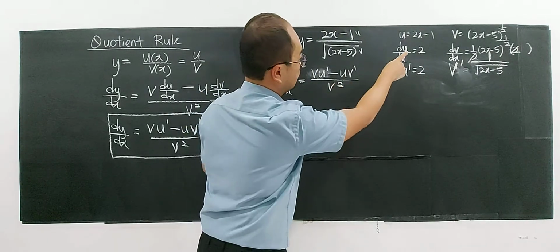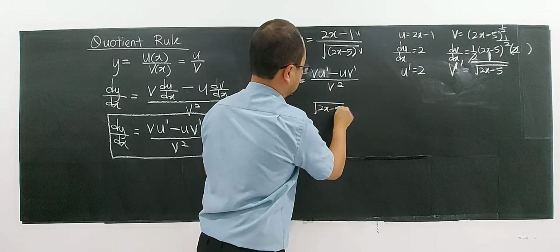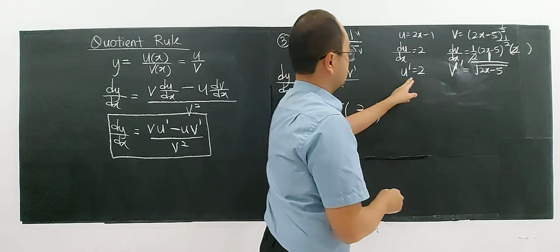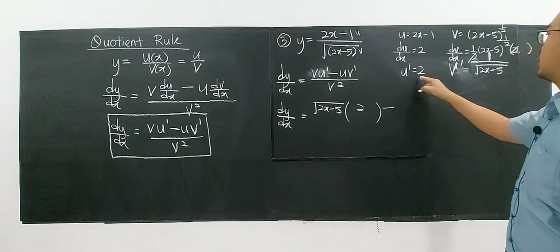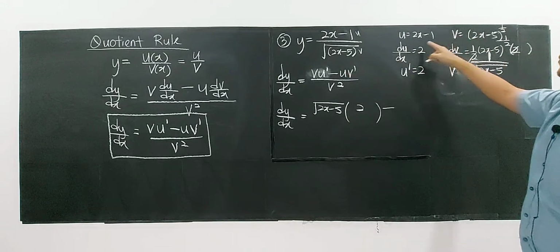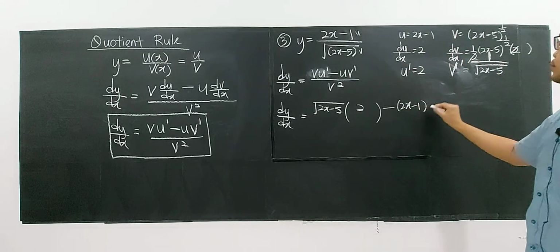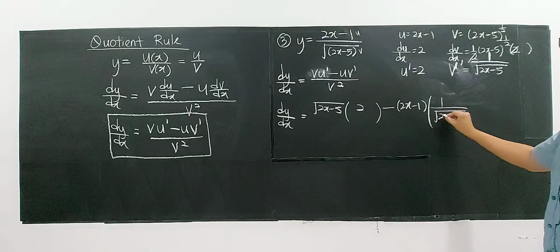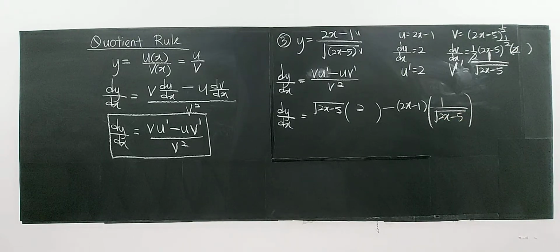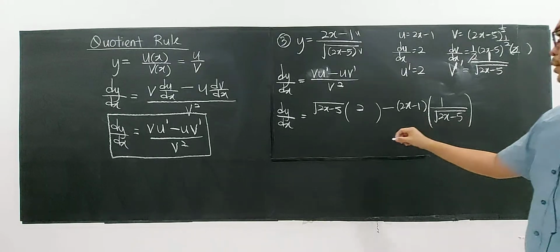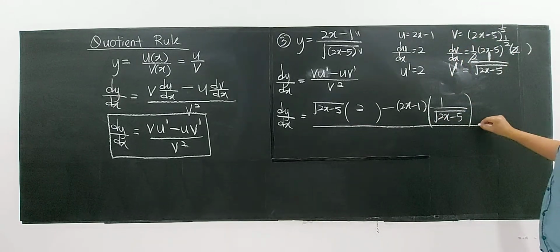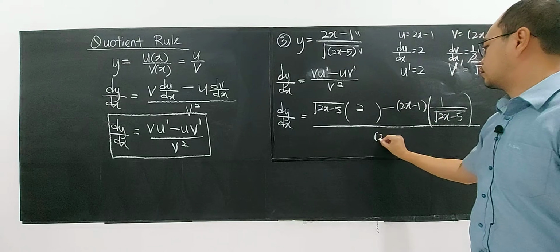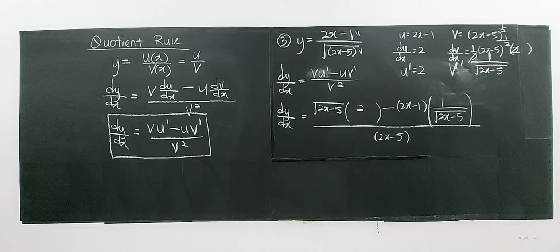So your v will be square root of 2x minus 5. U prime is 2, minus u, 2x minus 1, times v prime, which is 1 over square root of 2x minus 5, right? Everything divided by v to the power of 2. V to the power of 2 means the square root squared, so you have 2x minus 5. So you have applied the quotient rule here.